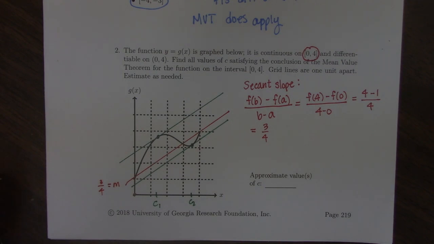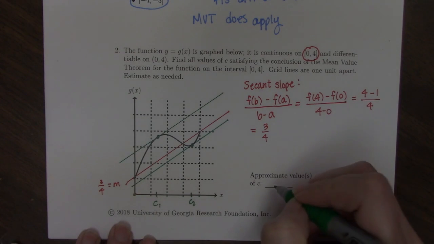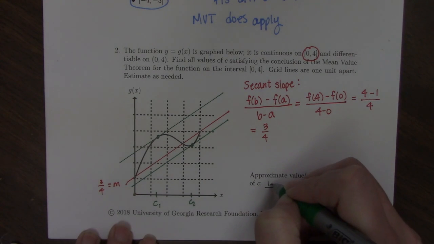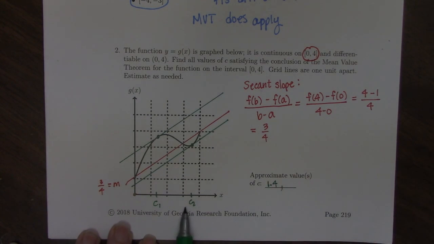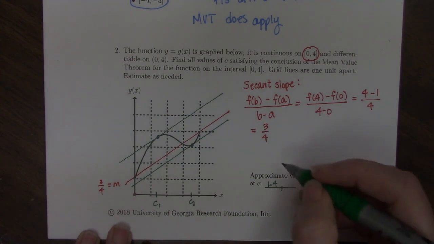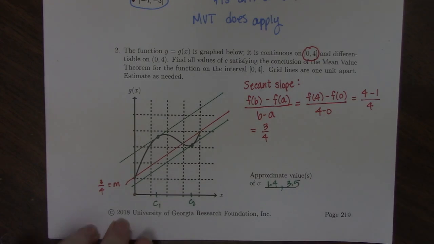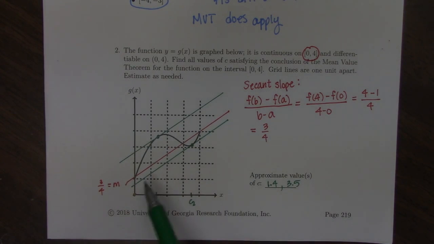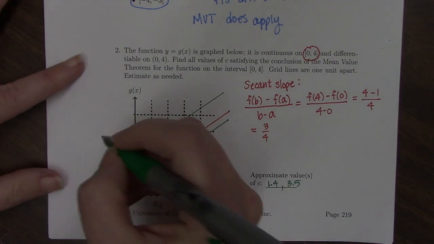They just want us to estimate the x value. c represents the x-axis. So this looks like we're almost halfway between 1 and 2. I'm going to say it's a little bit less than halfway, so I'm going to guess it's about, let's say, 1.4. And this looks like it's pretty much halfway in between 3 and 4, so we'll just call that 3.5. So best we could do is approximate, but you can see that all three of these lines are parallel.